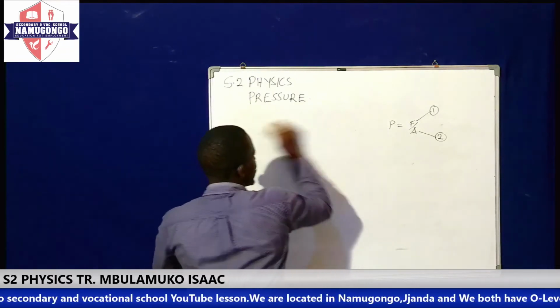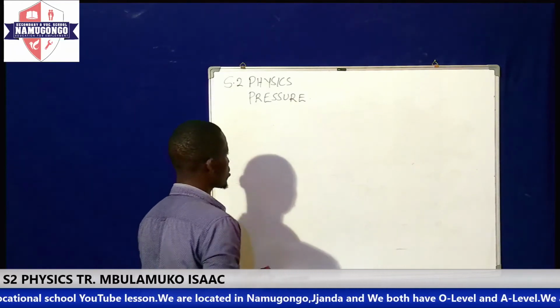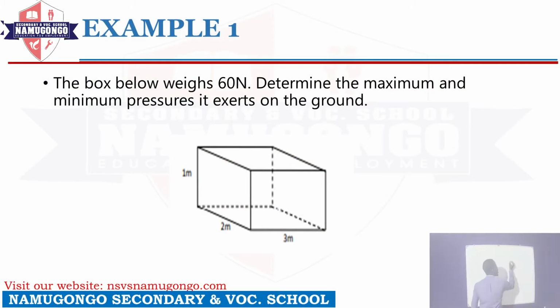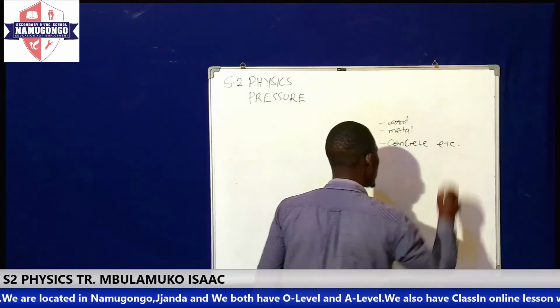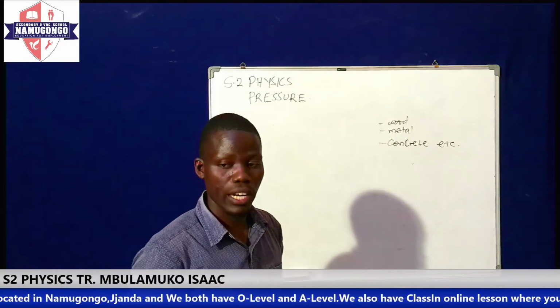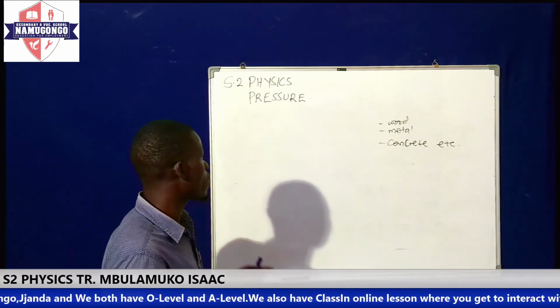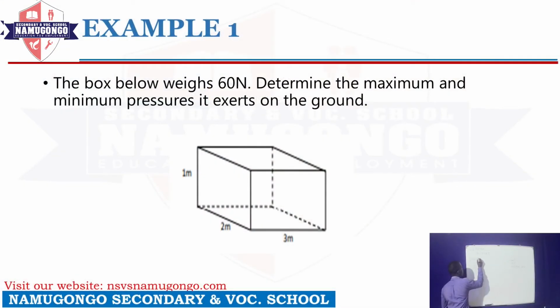And we are going to start with given examples like a cuboid, as we can see there. Remember, with the solids we can talk of wood, we can talk of metal, we can talk of concrete, and so on and so forth. So anything solid you can touch is what we are referring to. So we have an example there that we would like to look at.